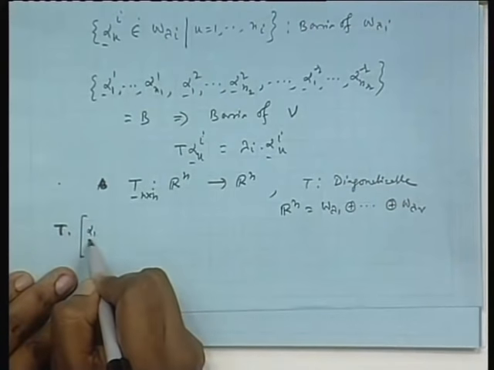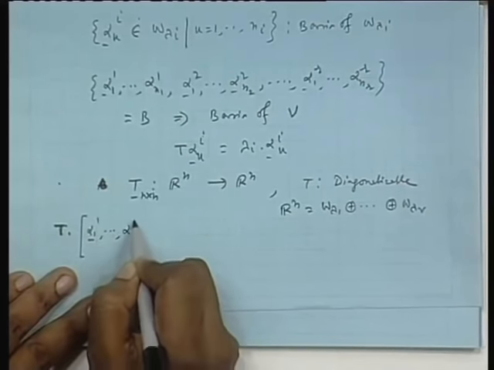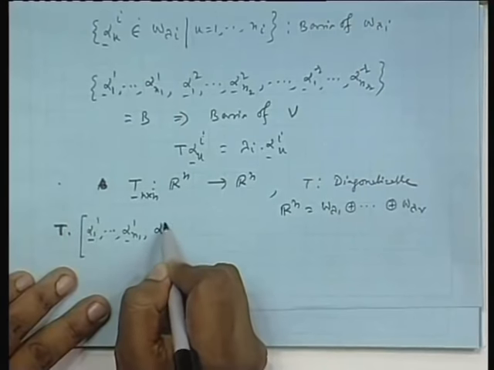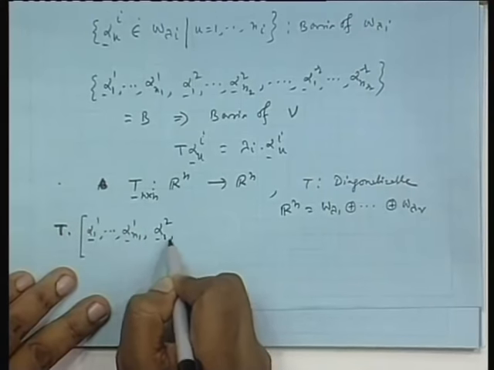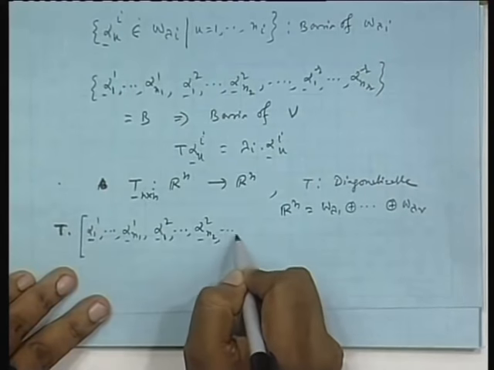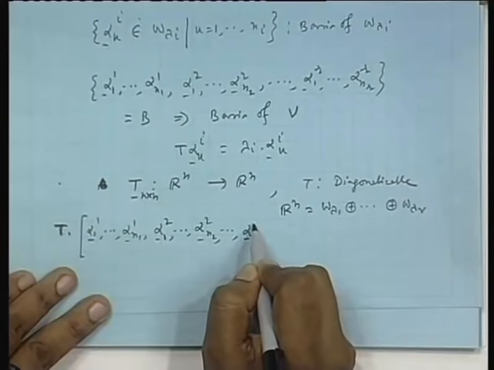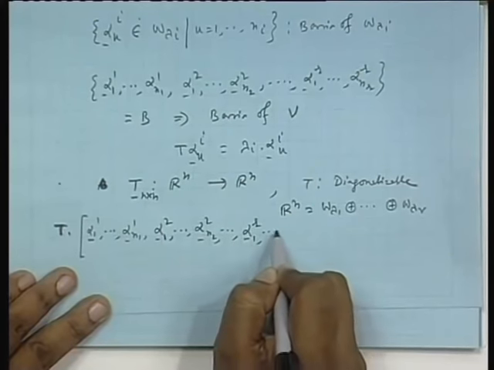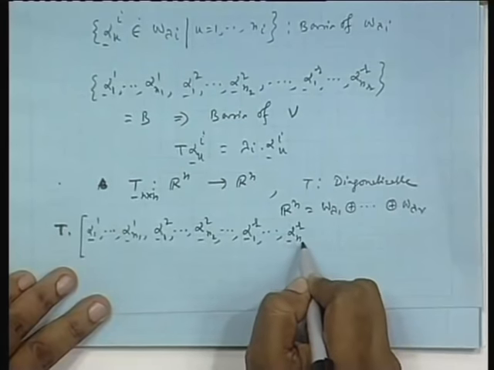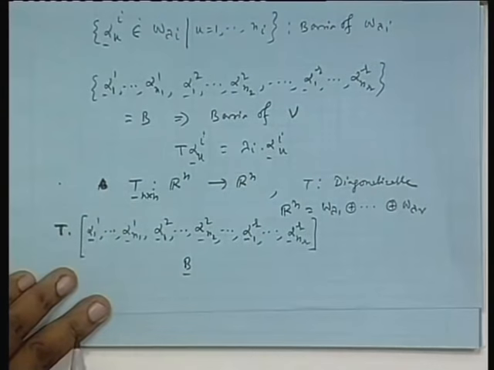Say alpha 1 1, the column vector, then alpha 1 n1 column vector, then alpha 2 1 column vector, dot dot dot, alpha 2 n2 column vector, dot dot dot, alpha r 1 column vector, alpha r n r, the column vector, and you can call this a matrix B.